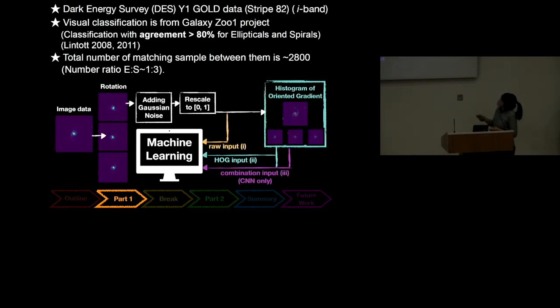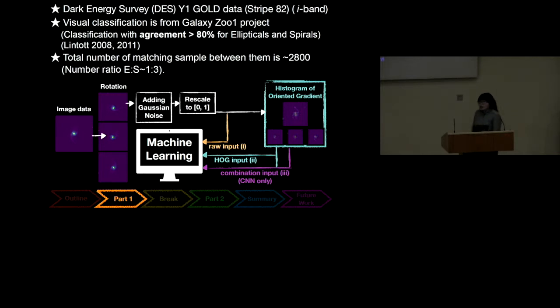We use Dark Energy Survey Year 1 Gold data and match it with the visual classification of the Galaxy Zoo project. That gives us a total of about 2,800 galaxy images. Because that is a small number, we rotate the images to do data augmentation. After rotation, adding some Gaussian noise and rescaling, we got the raw image as an input.